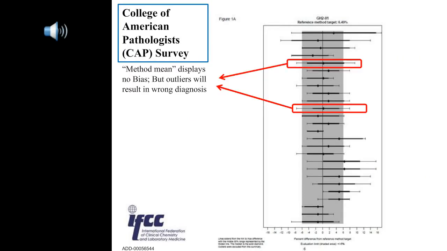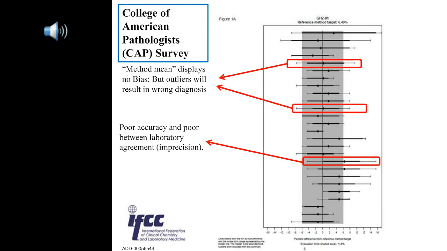Also, within method groups themselves, we find results that show good accuracy, but the variability around that accuracy is far too great. We also find results that are both inaccurate and imprecise. We must work to actually stop using these methods.